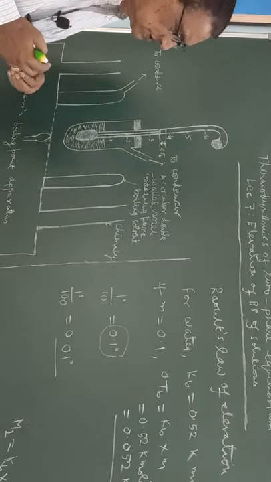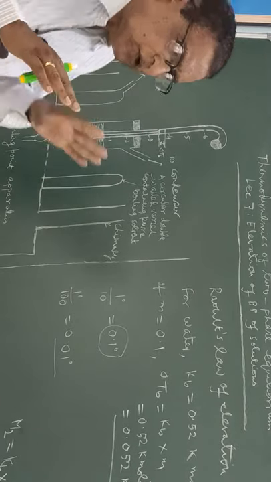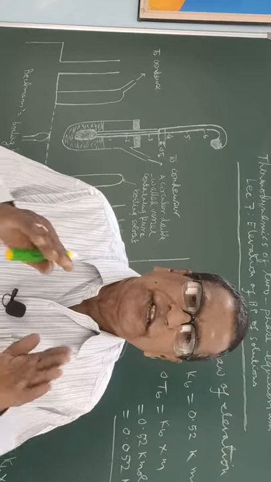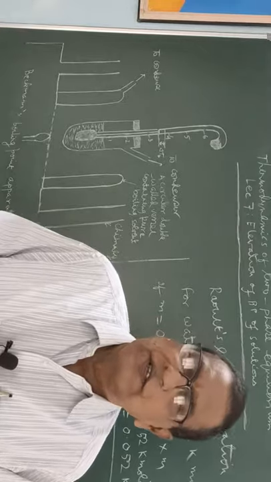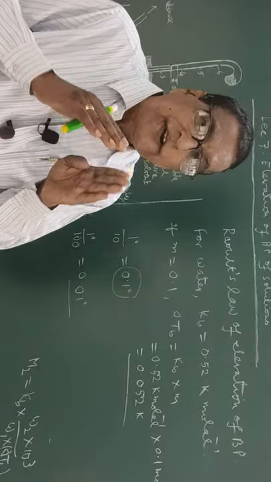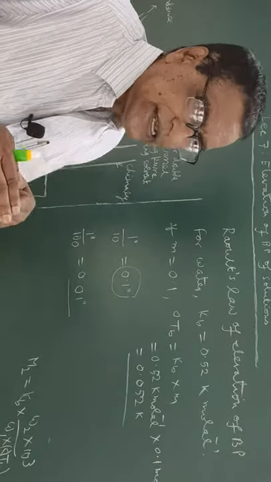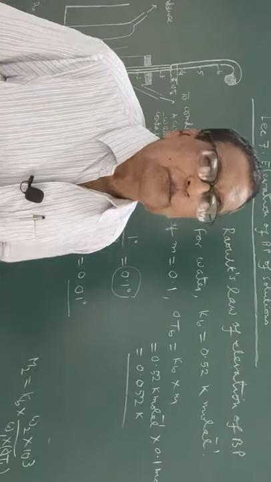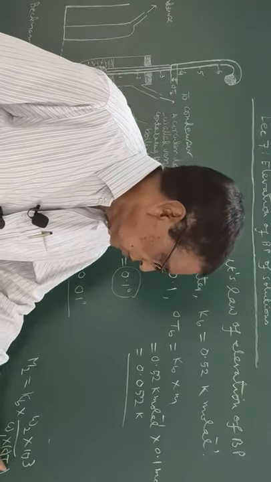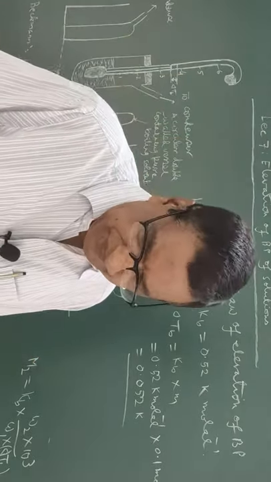And you see, the Beckmann thermometer cannot record the boiling point of the solvent or the boiling point of the solution. It measures only the difference of boiling point, and so this thermometer is called a differential thermometer. Of course, nowadays the Beckmann thermometer has been superseded by the electronic thermometer, which gives a more accurate value, so that the molar mass of this solute will also be accurate.